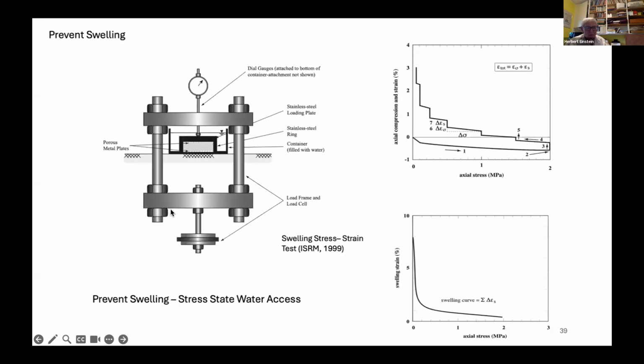Okay. So this is prevent swelling, stress state, and water access. This is literally what I showed you here. If we go back to the original stress state and prevent water from coming in, we don't get any swelling. Quite really easier said than done. I'll show you some supports that we can try to use this, but at least we need to know the principle. If we were able to do this, then we could prevent swelling.